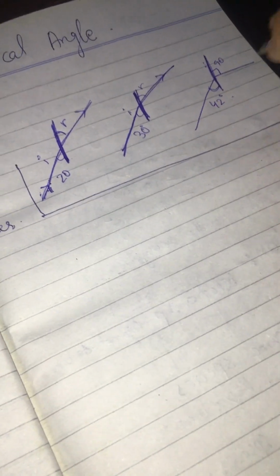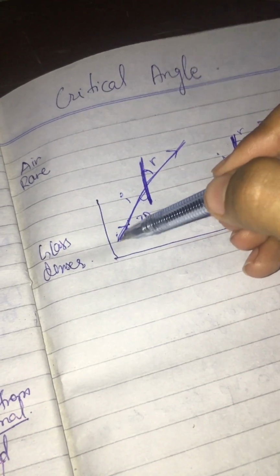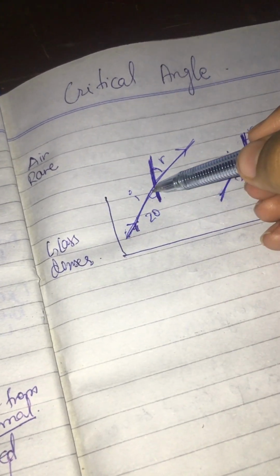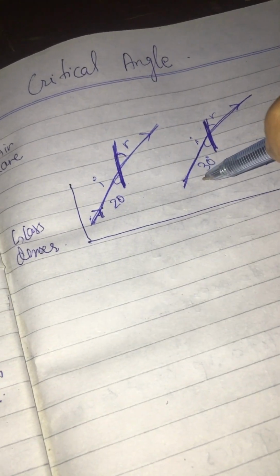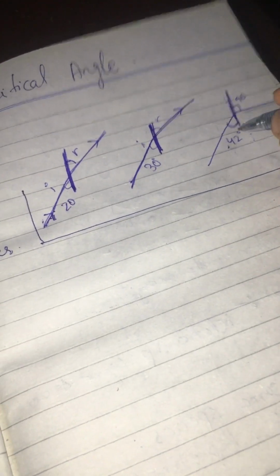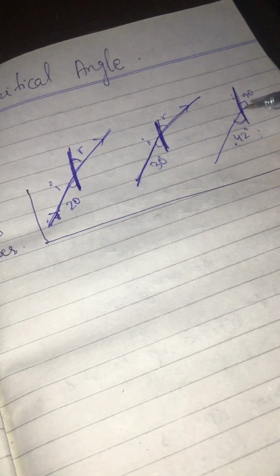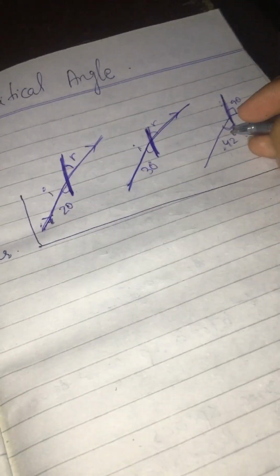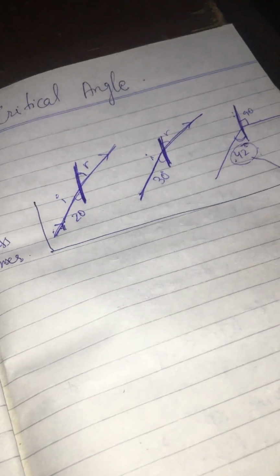So now what is critical angle exactly? Here we've taken the denser medium, glass, and it's moving towards the air, the rare medium. Here's the same, it's going from glass, the denser medium, to the rare medium, and the third one is also like that, but it's not bending there. Here the angle is 90 degrees. This is known as critical angle. Let me write here critical angle.